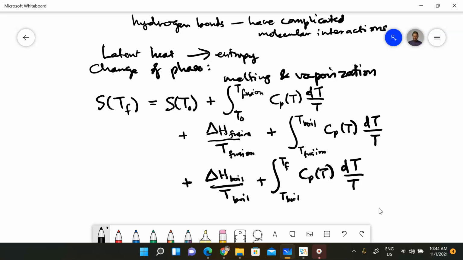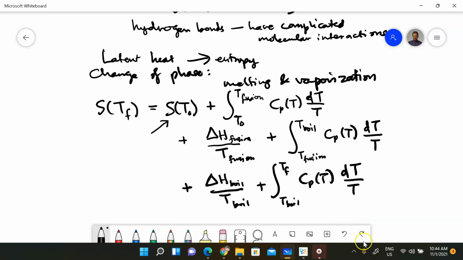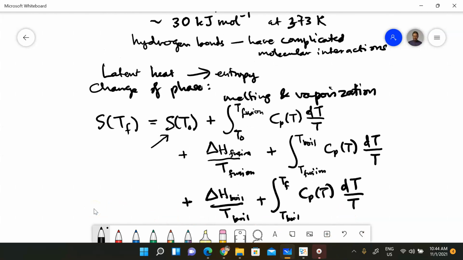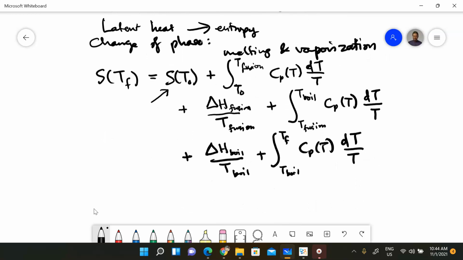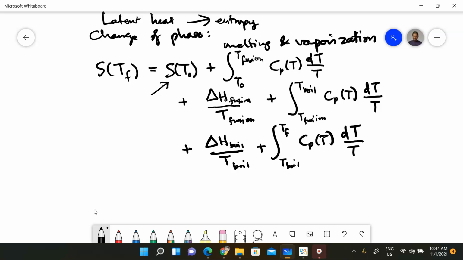The one that's going to be problematic is this one, because it follows a certain convention, and that convention is actually outlined by Nernst. I do not know how precisely to pronounce his name, but Nernst.